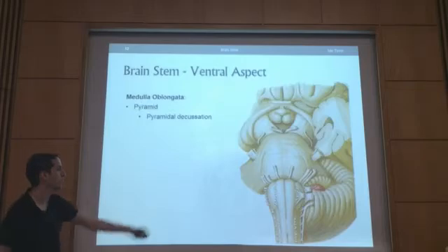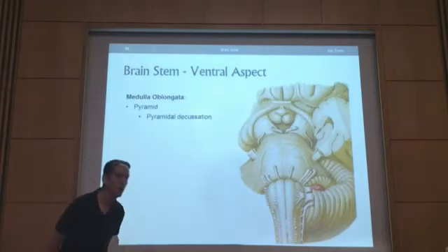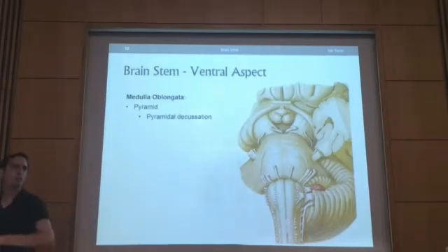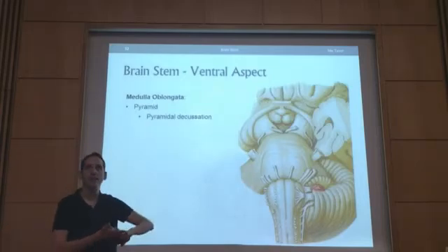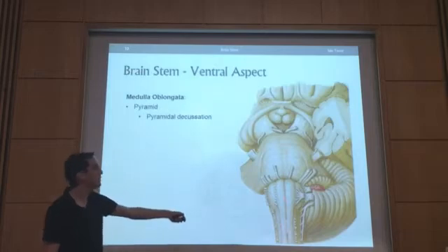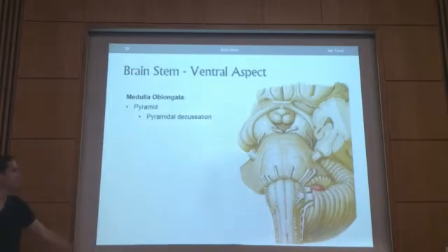And you can see the border becoming a bit, I don't have a suitable word to describe it, a bit less clear. Blurry. Yeah, a bit blurry, exactly. So this is the pyramidal decussation.